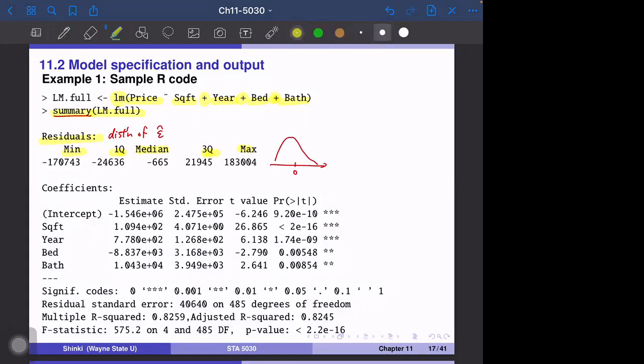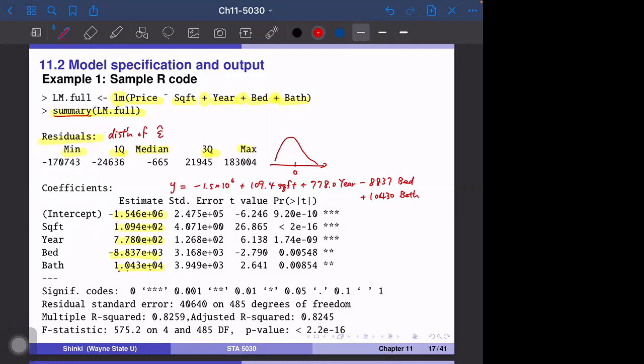Yeah, and coefficients, the most important quantities are here. So basically the price is equal to negative 1.5 times 10 to the power 6, this is the intercept, plus 1.09 times 10 to the power 2. So that is 109.4 times the square footage. And plus 778.0 times year. And minus 8,837 times the bed. And this is 1.04 times 10 to the power 4, so 10,430 times the number of bathroom. So this is the prediction model.